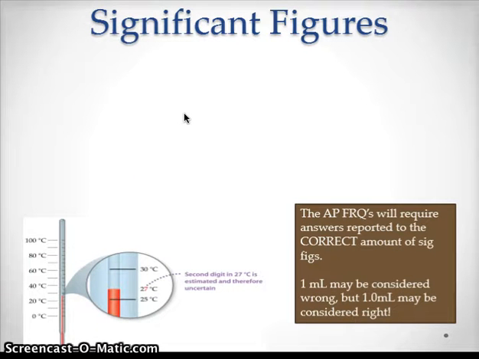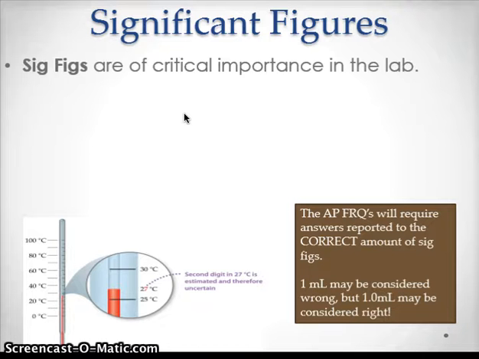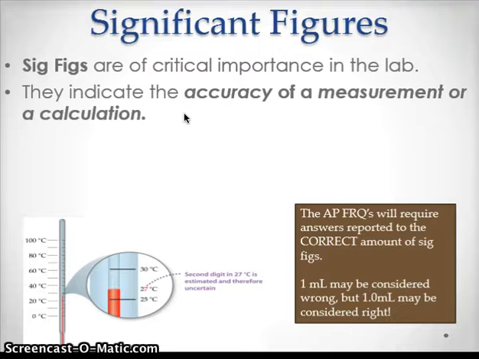This whole idea of accuracy is why we use something called significant figures in chemistry. Significant figures are very common in chemistry and physics because we do a lot of things with numbers. So significant figures are critical in a lab because you don't want to create errors by rounding numbers like crazy. So what are sig figs? They indicate the accuracy of a measurement or a calculation. So it doesn't just talk about measurements or tools, it's also talking about calculations.